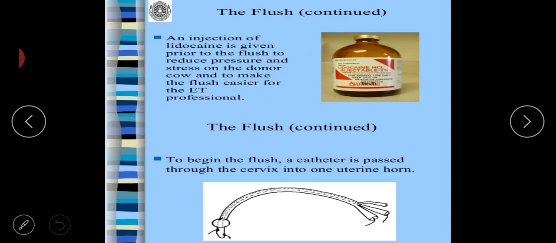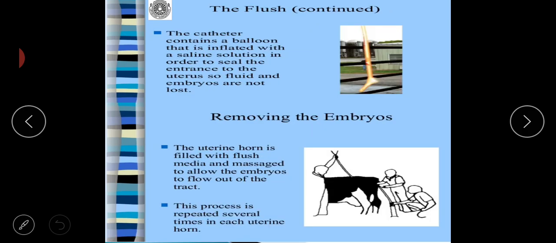To begin the flush, a catheter, as shown in the diagram, is passed through the cervix into the uterine horn. Uterine horn means the bent portion of the uterus which leads to the ovaries. The catheter contains a balloon that is inflated with a saline solution in order to seal the entrance to the uterus so fluid and embryos are not lost. It is shown in the picture here.